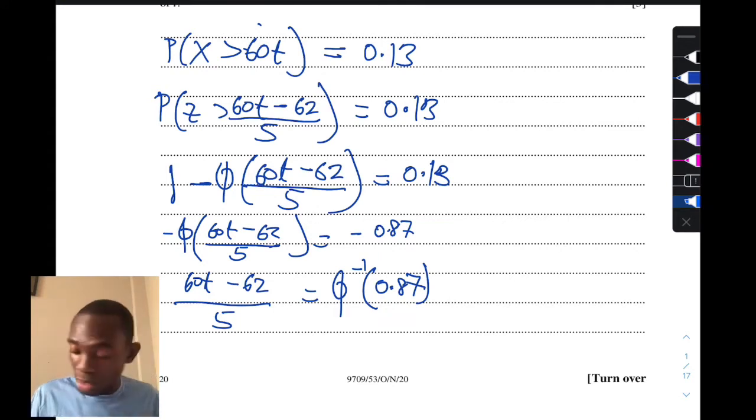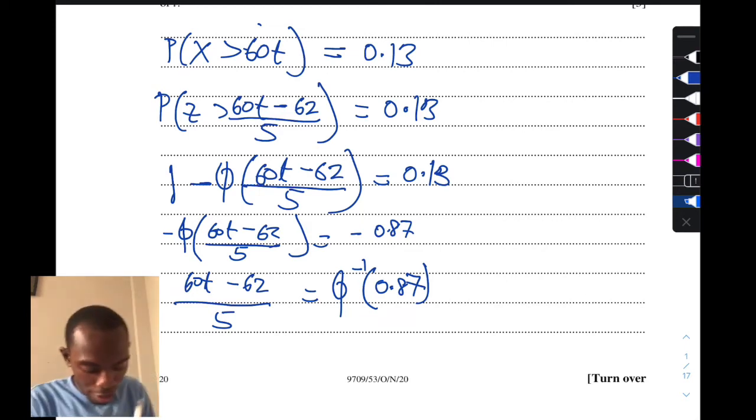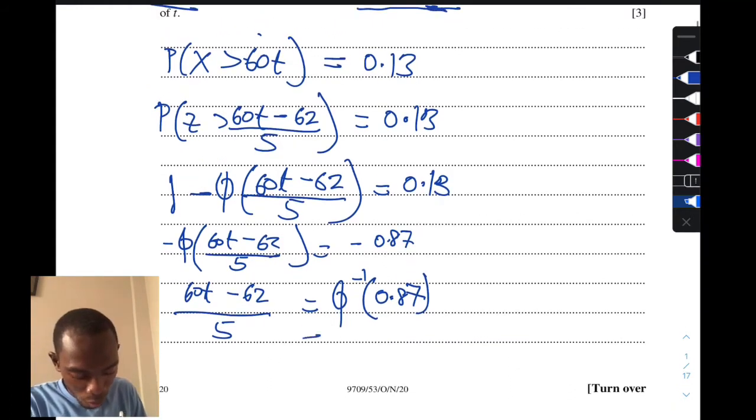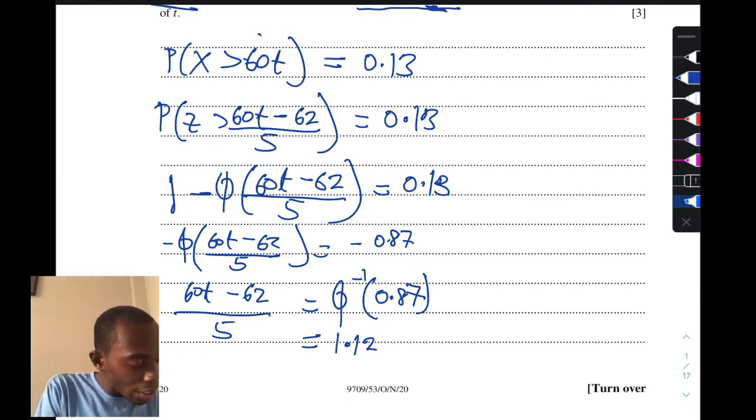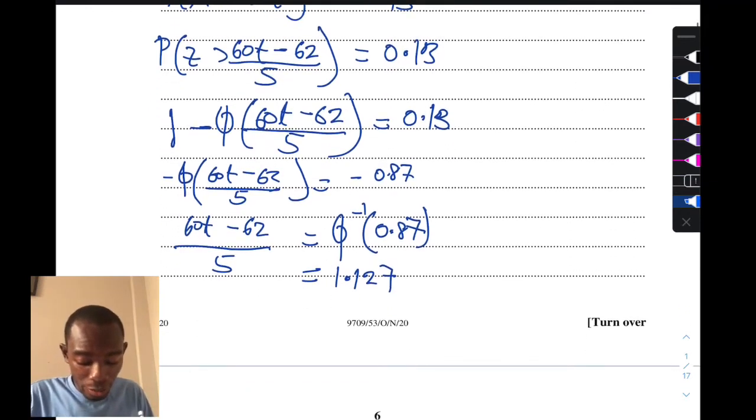omit the 0 point something something, just write 8686. So that means you have 14 left, okay? But the 0.8686 is actually 1.12. Now the 14, we go to the add section. Let me be very careful with this. The 14 is on 7. So the z value is 1.127, okay?